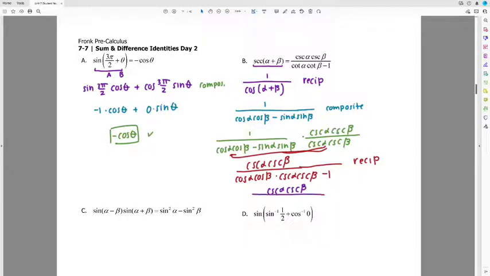And so we're left with the cotangent of alpha, cotangent beta, minus 1 in our denominator, and that came from the quotient property. We had cosine over sine. And that's it. That's what we're trying to prove. So we're done with that one.